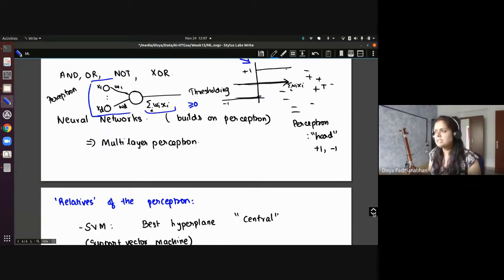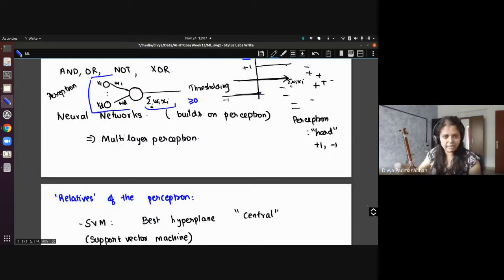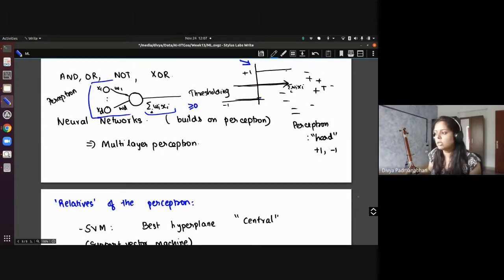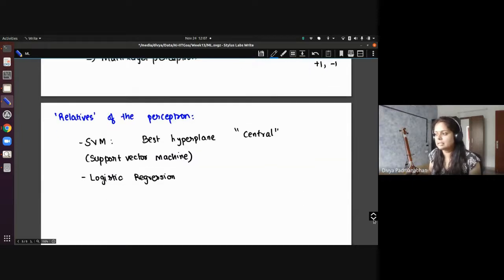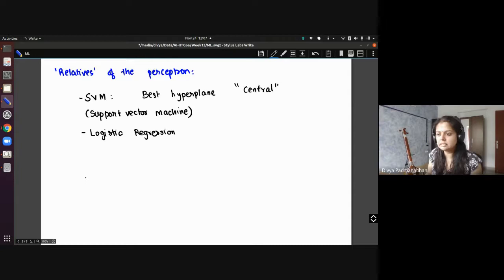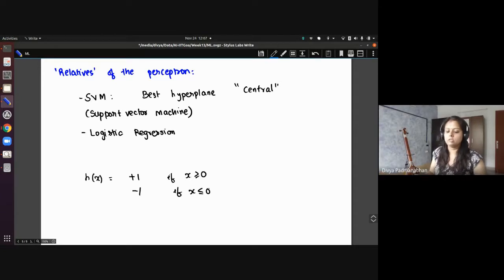So let me just talk of the softening aspect. This threshold function was something like this. What we had in perceptron was a function like this: +1 if x is greater than 0, and -1 if x is less than 0. Of course, you had a w transpose x, that's what you finally substituted. But generally the thresholding function is also called a step function.